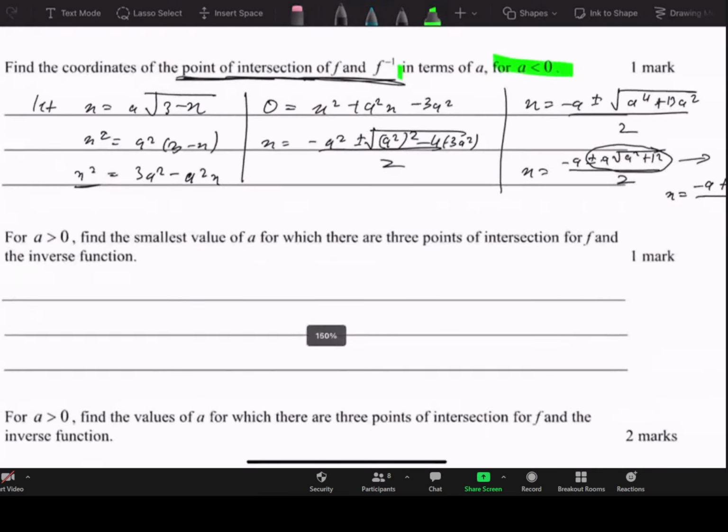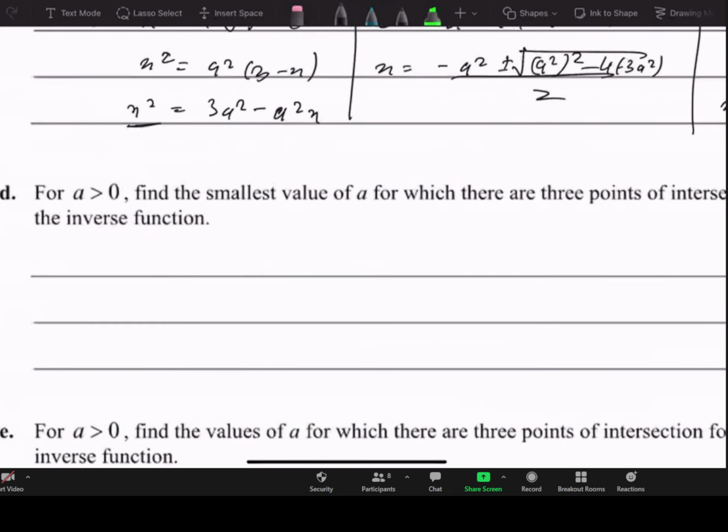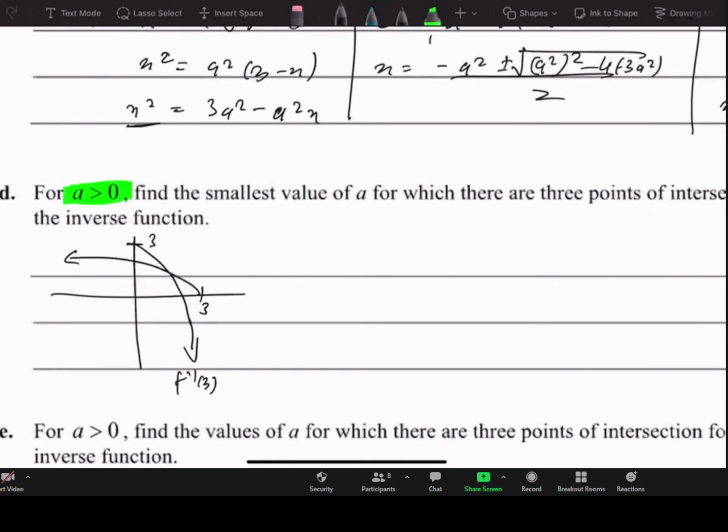So find the smallest value of a for which there are 3 points of intersection for f and the inverse function. You might think, let me just draw it. So this time they've changed it, so a is greater than 0. So you have f(x) here, it's 3. And you have f inverse x, which is like here. That's also 3. So you might think it's impossible to get 3 points of intersection, because if you move it around, you'll only get 1.